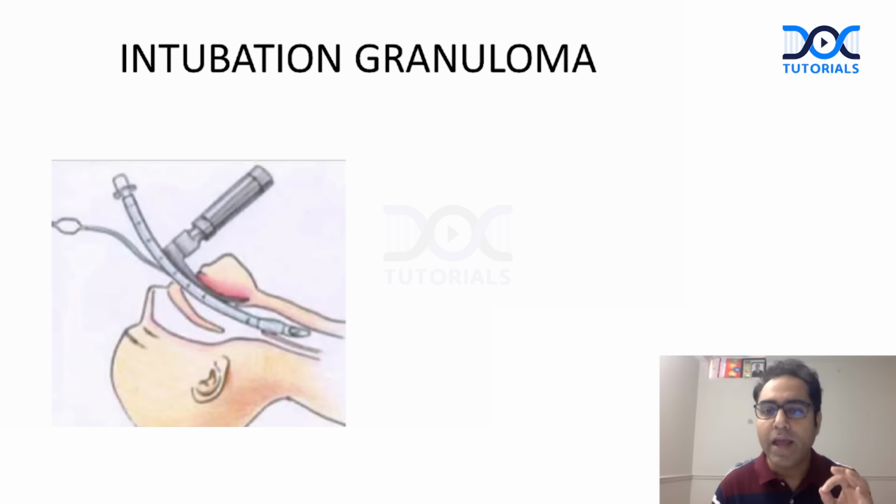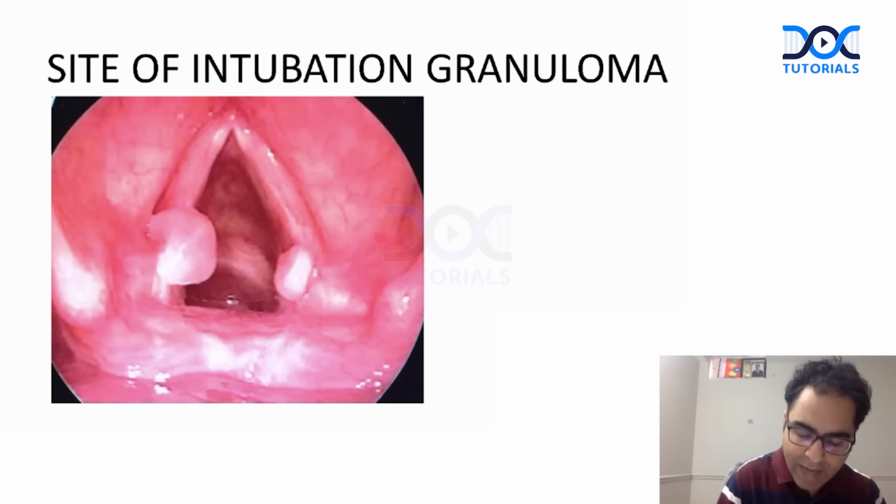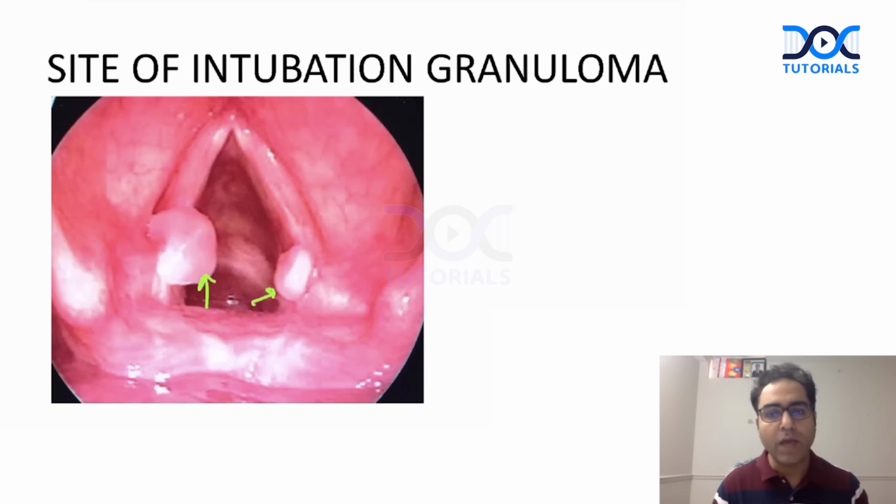Intubation granuloma is due to faulty intubation or prolonged intubation, particularly in ICU patients. Intubation granuloma is also a bilateral disease. Can you see both sides? The site is the junction of anterior 2/3 and posterior 1/3 of the vocal cord.